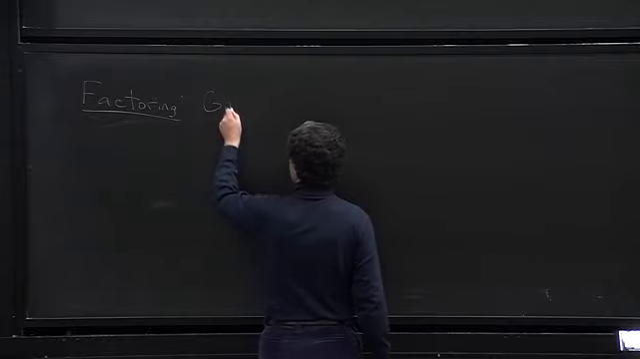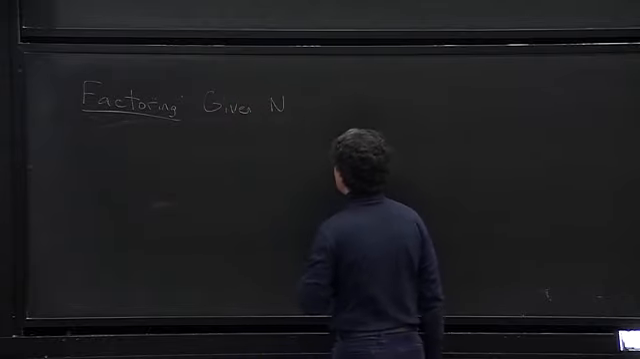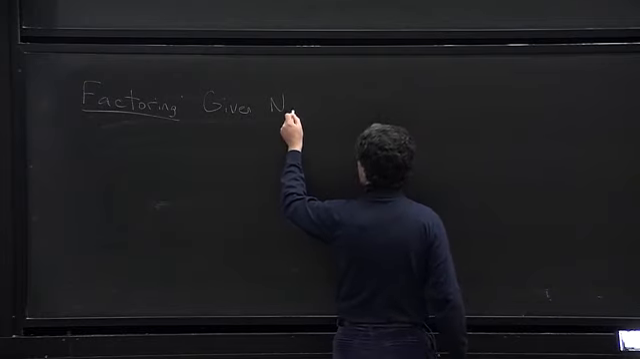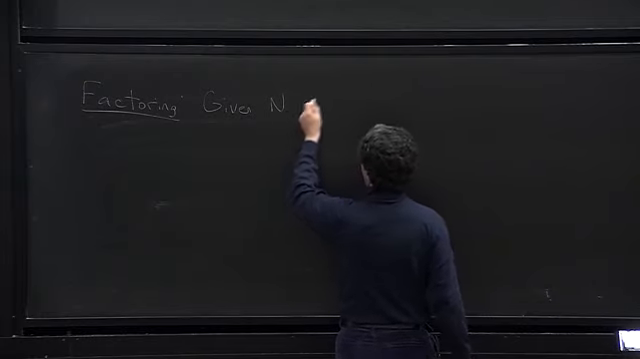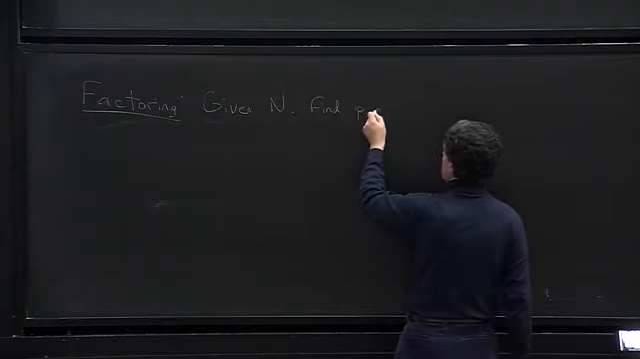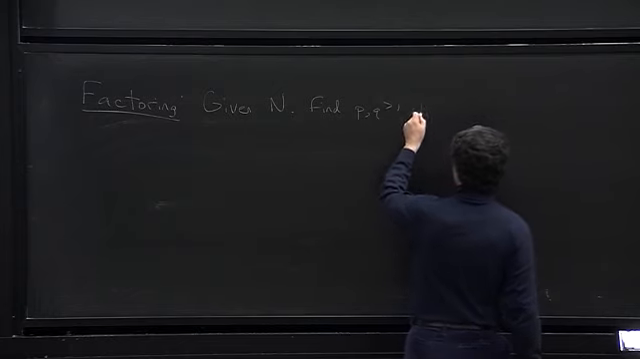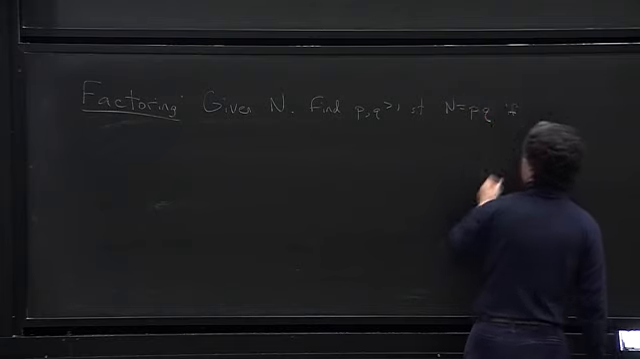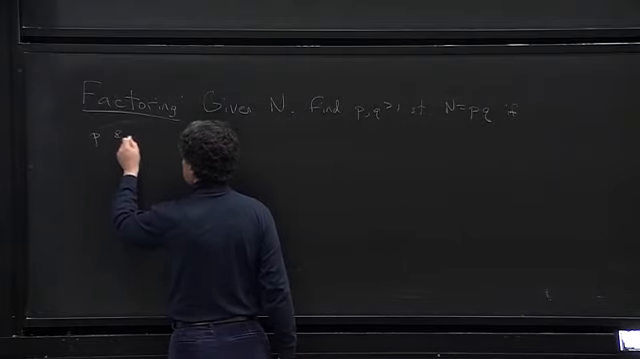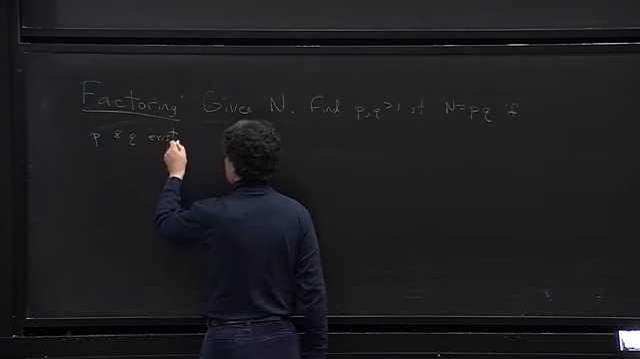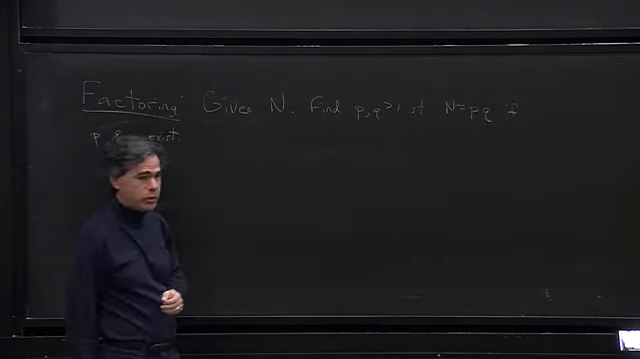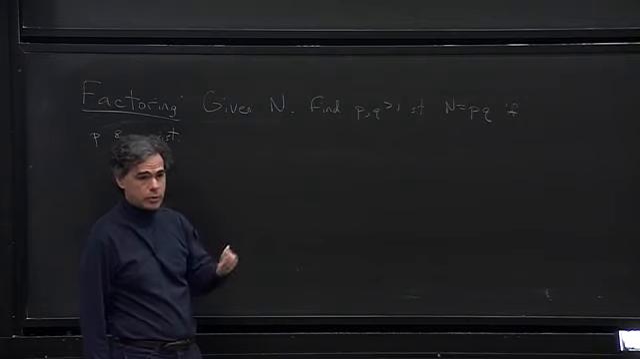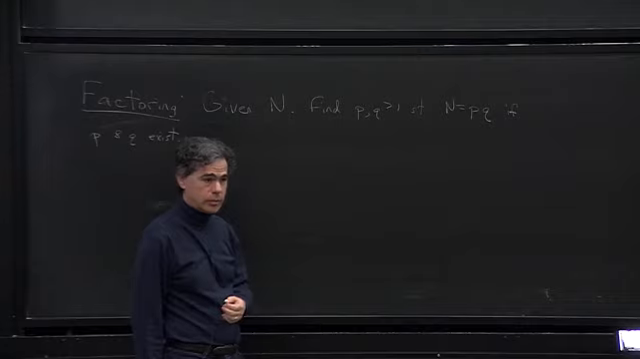So we're given some N, which is pretty big, and the goal is to find two numbers, p and q, greater than 1, of course, such that N is equal to pq, if p and q exist. And usually we restrict it a bit further, and you just happen to know that N is the product of two prime numbers. So p and q then are the prime factors.